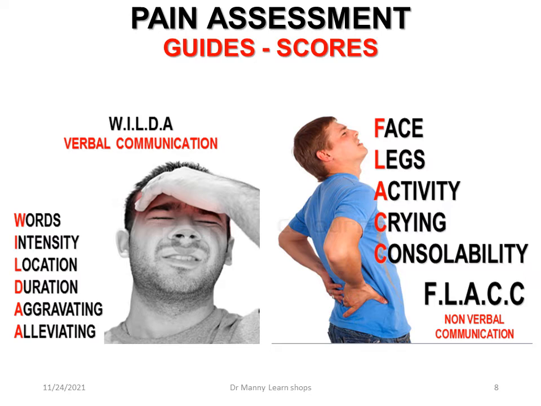However, sometimes you're not able to communicate verbally. If you're a neonate, if you're an infant, if you're a child, if you're an adult who's had a stroke, you're unresponsive. So face can tell you lots of things. A grimace, legs, moving or not moving. What activity are you doing? Are you restless? Are you agitated? Or are you really quiet? Are you crying? Are you consolable? And as a consequence of that, you get a score.